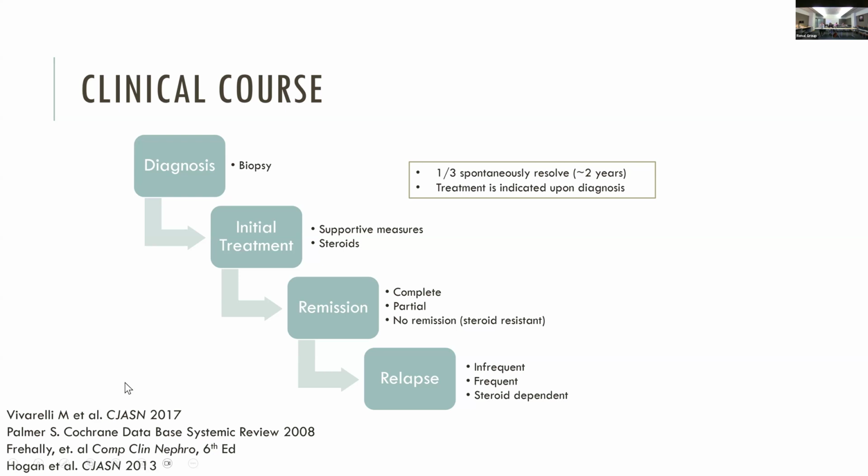So on top of supportive measures, you're going to treat them with steroids. Steroids are very effective with minimal change, so they'll go into remission. That can be defined as complete, which is less than 300 milligrams per day of proteinuria, or partial, which is closer to 300 milligrams to 3.4 grams per day, and then no remission, or steroid resistant, meaning that they don't respond at all.